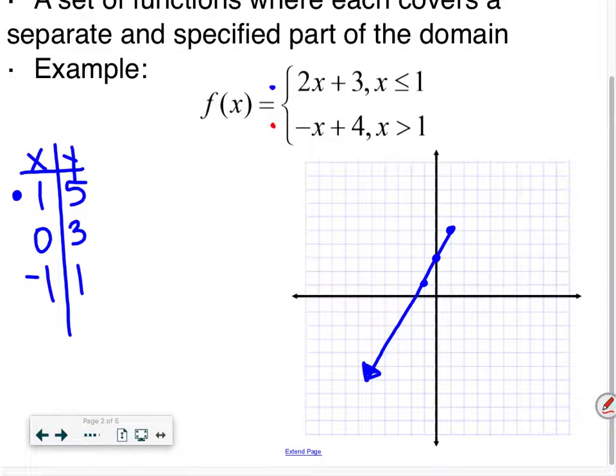Now for our second piece, I'm going to go ahead and do it in red so you can just see the difference. This second piece, its domain begins where? It still begins at 1, but what's true about 1? It's not included. So we're still going to plug in 1, but we're going to have to put an open circle at 1 since we don't have that equality. And since it's x is greater than 1, we want to get larger with our x values.